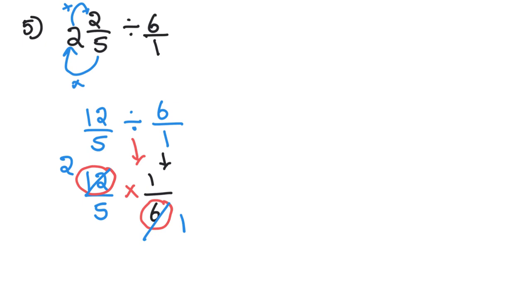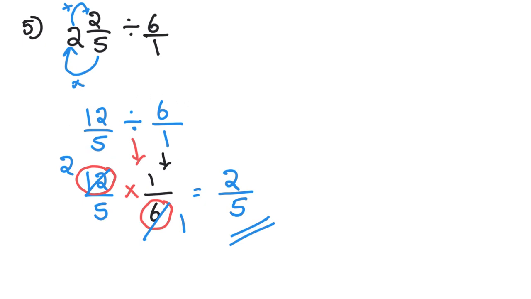So now can we multiply the numerator? Our new numerator is 2 and 1. So 2 times 1 is 2. So 2 divided by 5 times 1 is 5. So our answer is 2 over 5. So now do you understand how we divide two fractions?